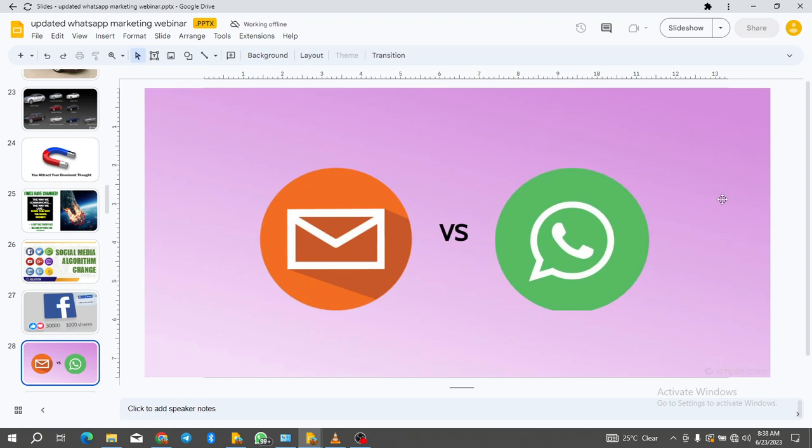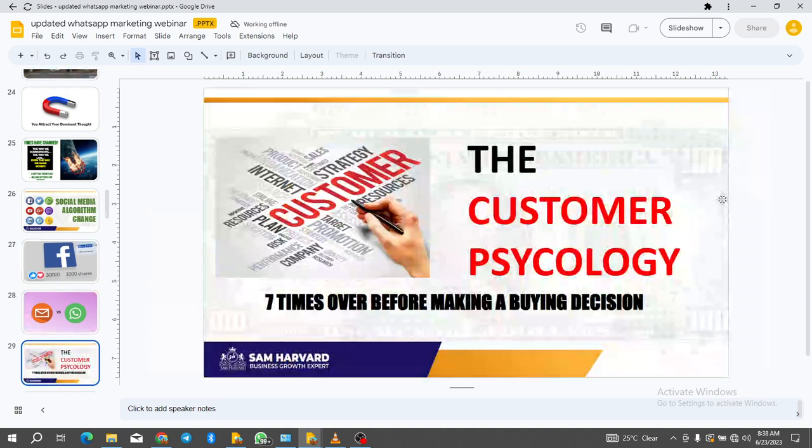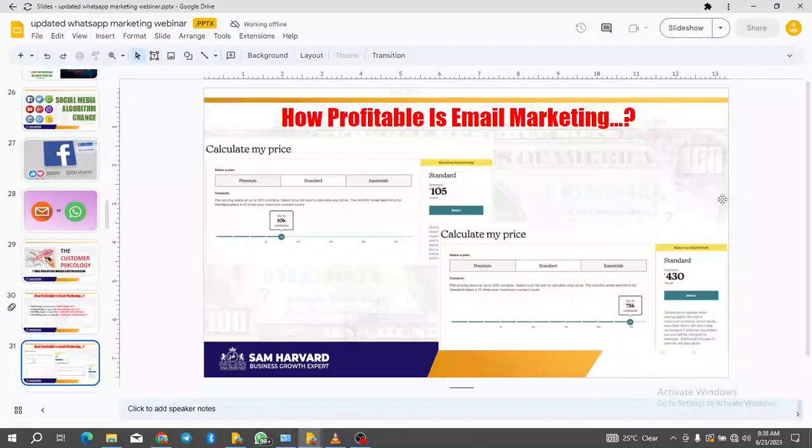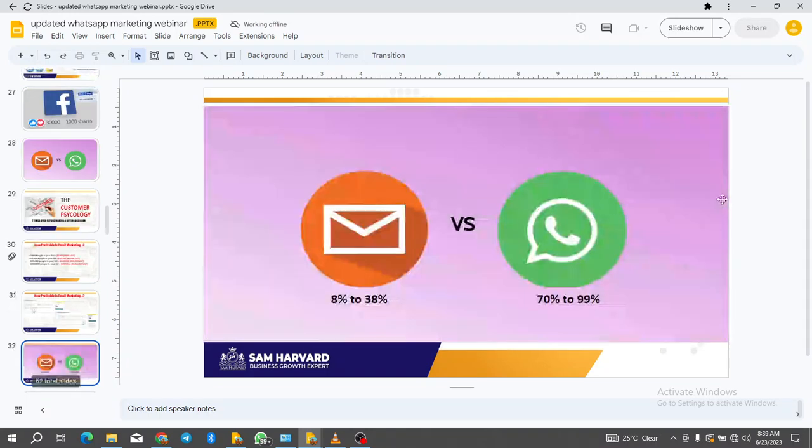Now he did more of pictorial teaching here. He didn't do much write-up, but he explained this so I'm able to understand what happened here. He's now trying to tell them that people use WhatsApp more. How profitable is email marketing? He's trying to show you email marketing versus WhatsApp marketing, and how much you end up spending to pay for your email. And then he's comparing that: with email marketing, you have 8% to 38% open rate, while with WhatsApp marketing, you have 70% to 99% open rate.